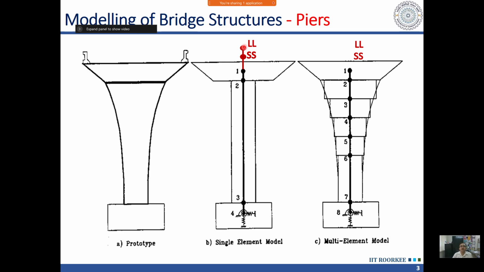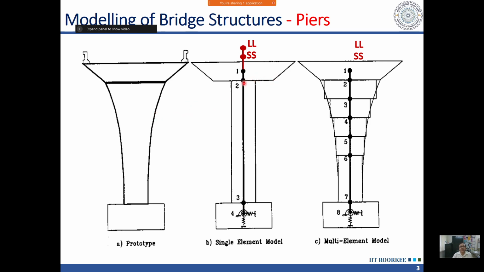Now we know in case of bridges the mass of the live load is effective only in the transverse direction, and that too we consider only part of it. In railway code we consider it as 50%, and in highway codes we consider it as 20%. So that 20% mass of the live load will be located at this topmost node, and it will be connected with the rigid element to the frame element which we have used to model the pier.